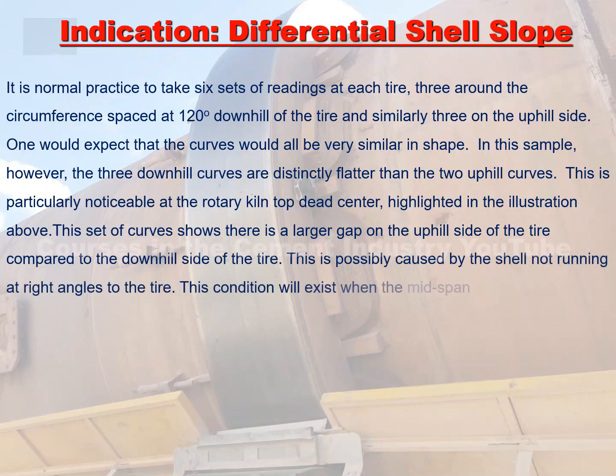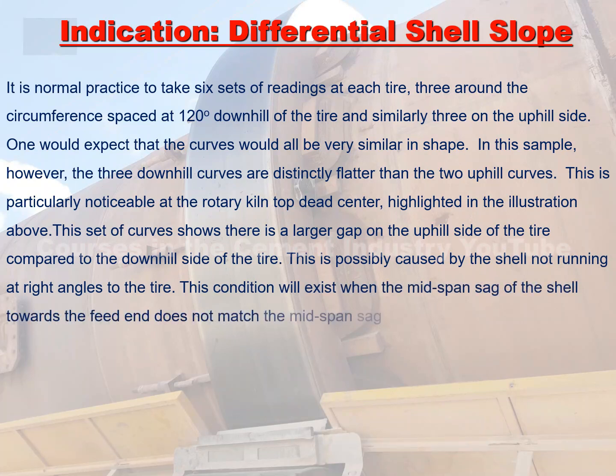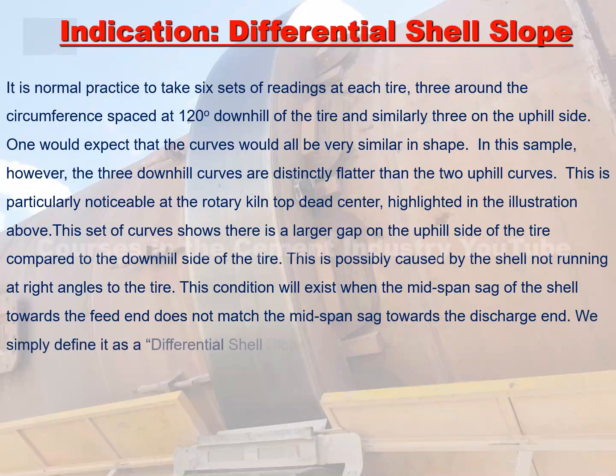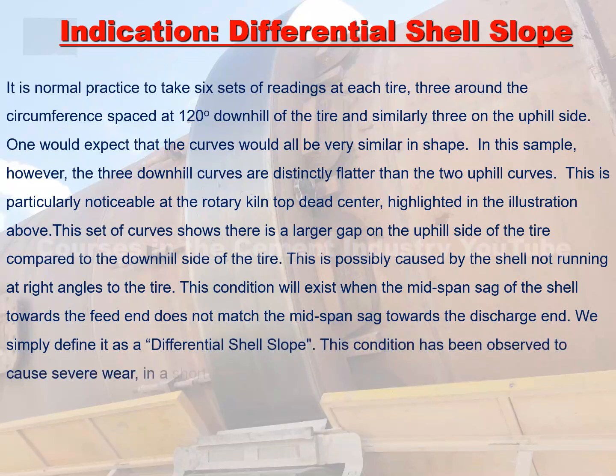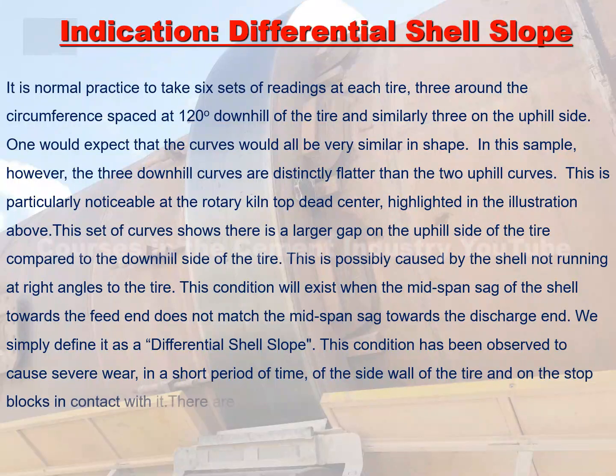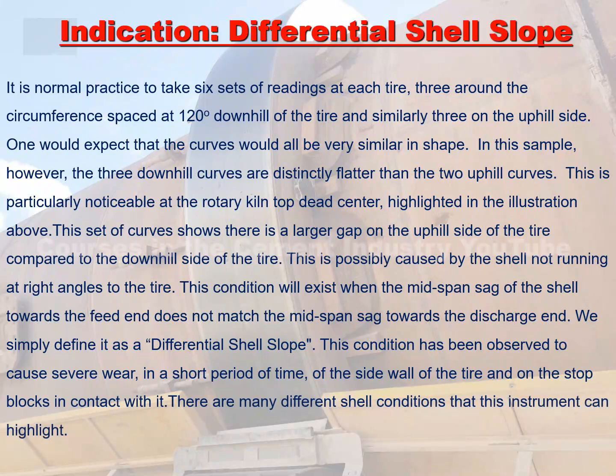This is possibly caused by the shell not running at right angles to the tire. This condition will exist when the mid-span sag of the shell towards the feed end does not match the mid-span sag towards the discharge end. We simply define it as a differential shell slope. This condition has been observed to cause severe wear, in a short period of time, of the side wall of the tire, and on the stop blocks in contact with it. There are many different shell conditions that this instrument can highlight.